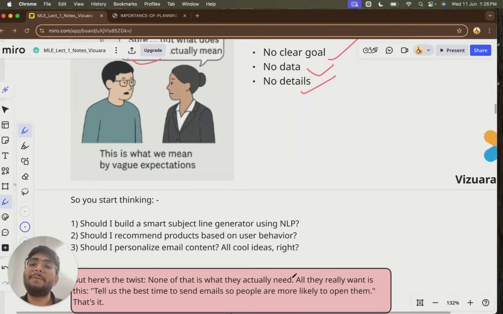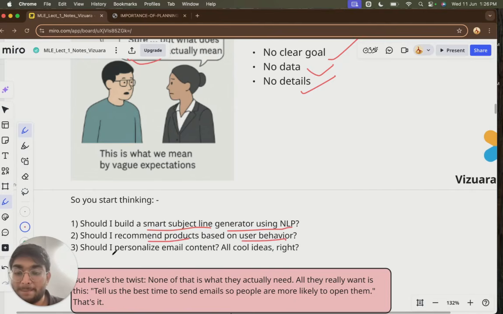Now, if I am given these vague expectations and I have to think of developing a product still, then I would start thinking. And if you were in my position, I think you would probably think in such a direction. Should I build a smart subject line generator using NLP so that people click on that email if the subject is very interesting? Or should I recommend products based on user behavior? I should track other sites for what users generally search, and then recommend the products through email so that they'll click on the email.